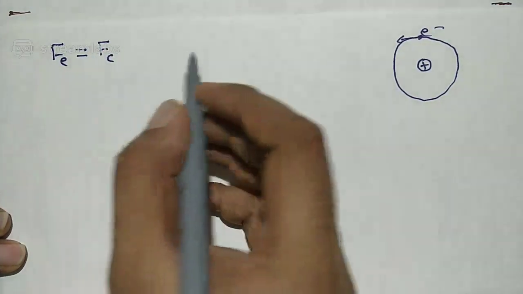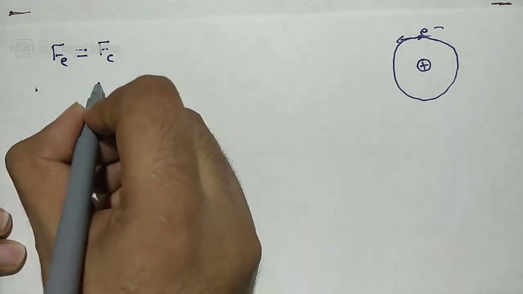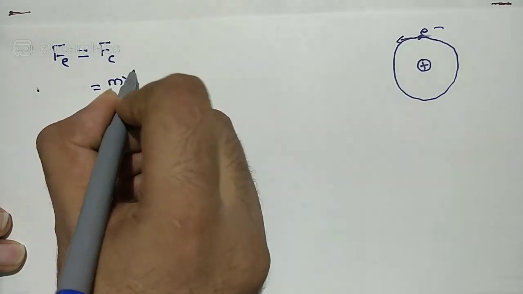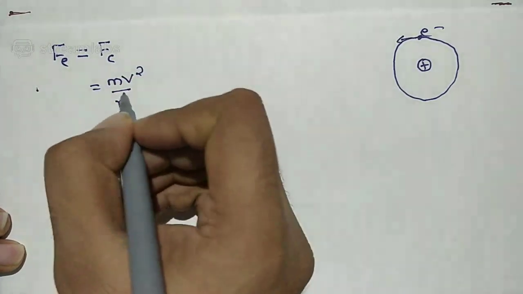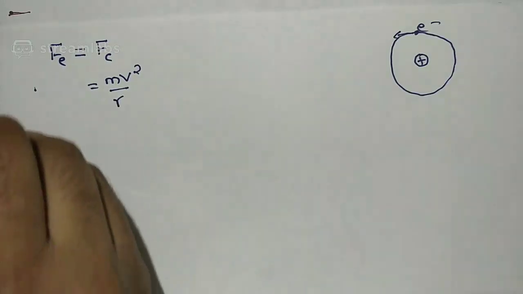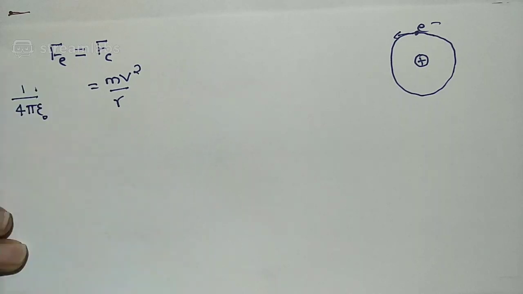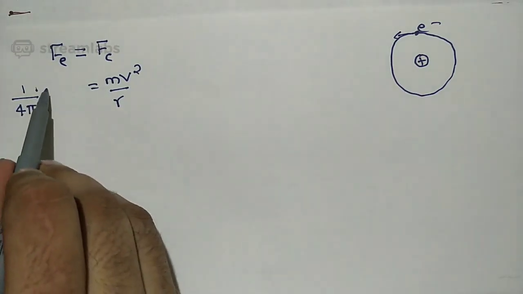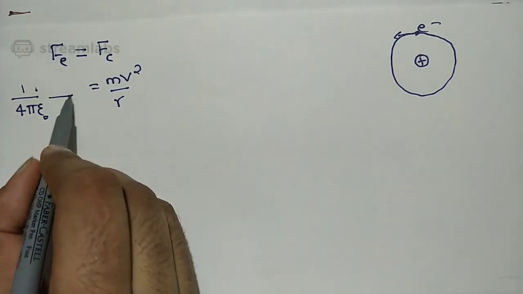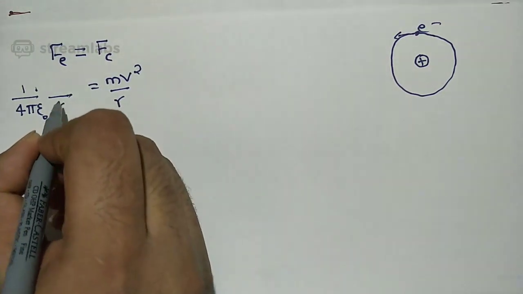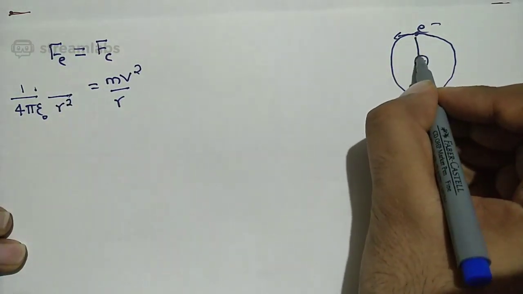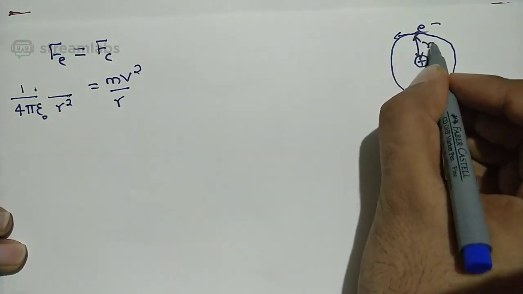You know the general expression for centripetal force. What is it? mv square by r. Do you know the expression for Coulombic force? Yes, 1 by 4 pi epsilon naught q1 q2 by r square. r is the distance from the electron to the nucleus. So that is r square.